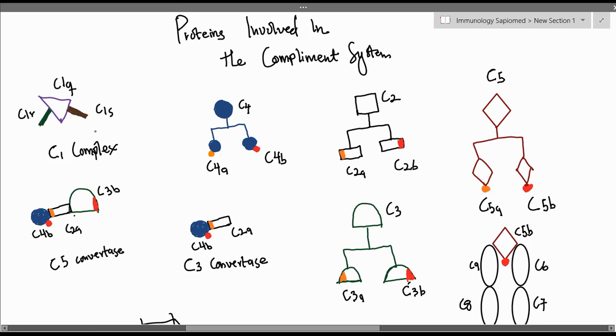Then we have C4. C4 can also cleave to form C4a and C4b. Then we have C2. C2 can also cleave to form C2a and C2b. Then we have C5. C5 can also cleave to C5a and C5b. Then we have the convertases. For the convertases, we have C3 convertase, which is what cleaves C3 to C3a and C3b. Then we have the C5 convertase too.